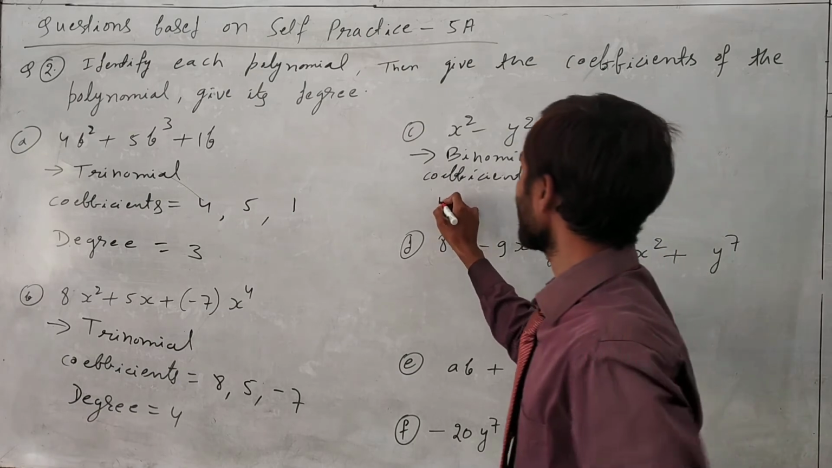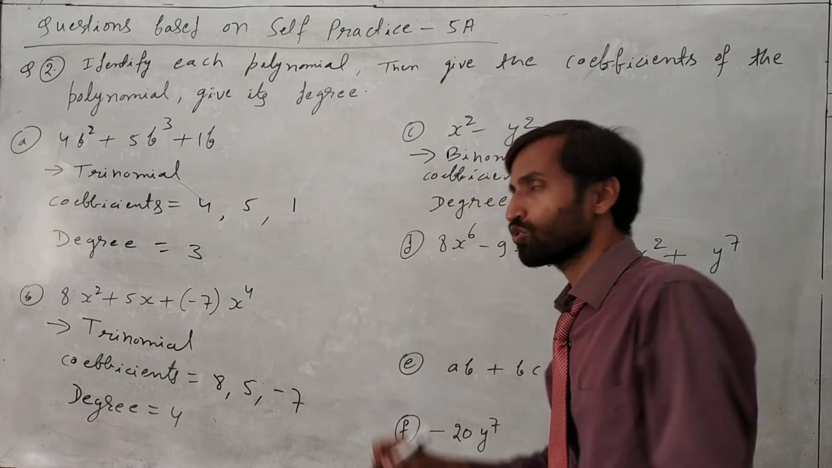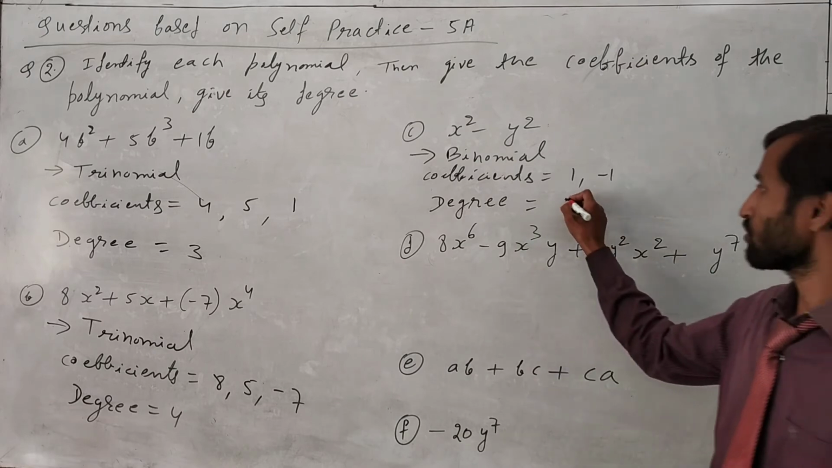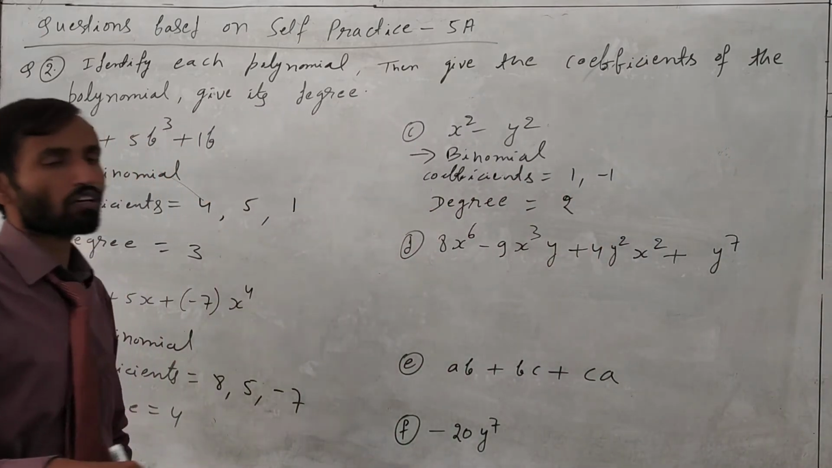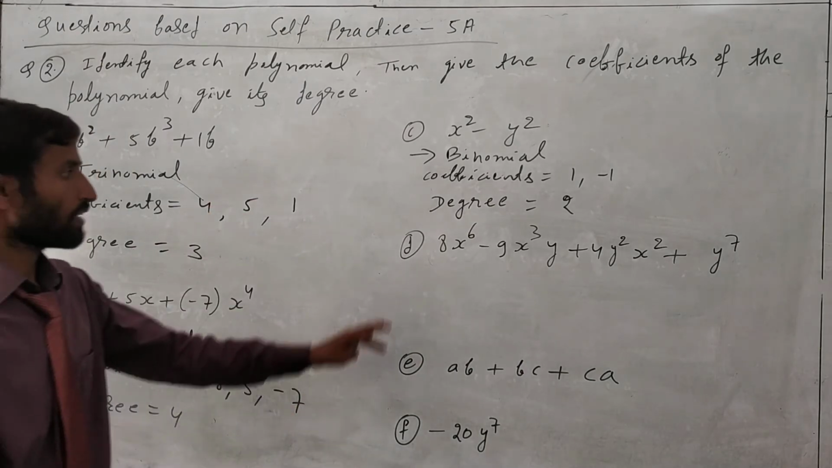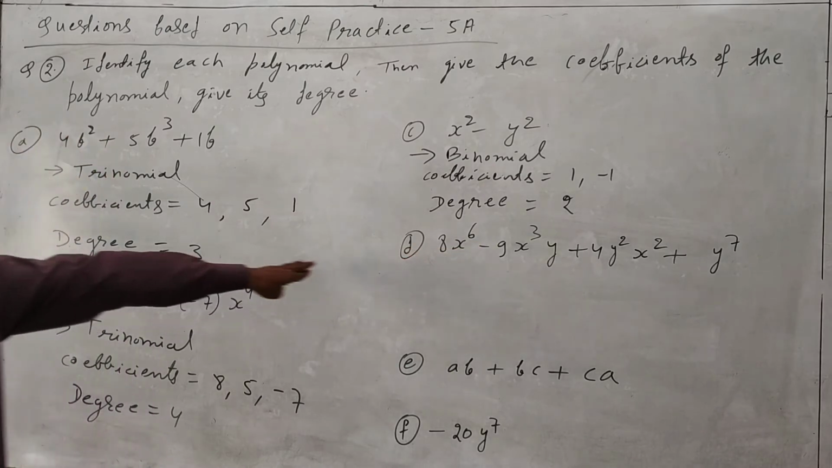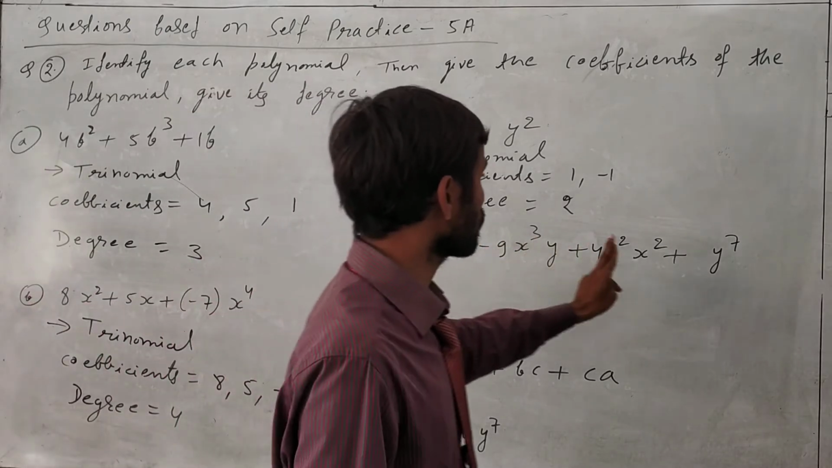After that, just find the degree. x square and y square both have power 2, which means degree is equal to 2. So it is binomial, the coefficients are 1 comma minus 1, and the degree is equal to 2. Next, the fourth part. Just see how many terms there are in this expression: 1, 2, 3, 4.